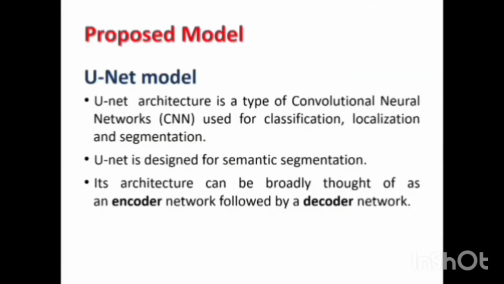Proposed model. The proposed model is based on the U-Net architecture. U-Net architecture is a type of convolutional neural network used for classification, localization, and segmentation. U-Net is designed for semantic segmentation. Its architecture can be broadly thought of as an encoder network followed by a decoder network.